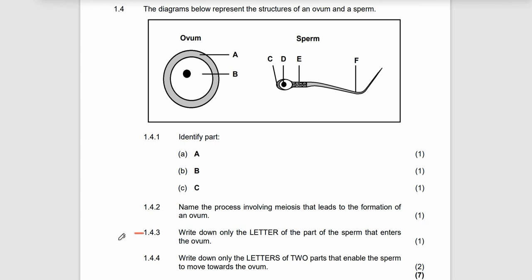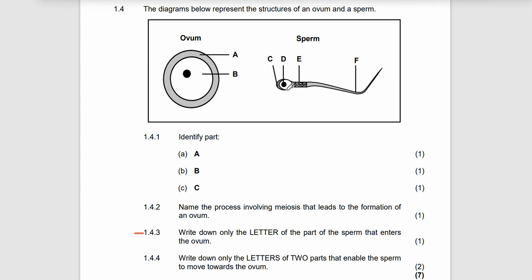1.4.3 says write down only the letter of the part of the sperm that enters the ovule. So I've already explained that, by the way. So we have to identify the letter now, of the part of the sperm that enters the ovule.